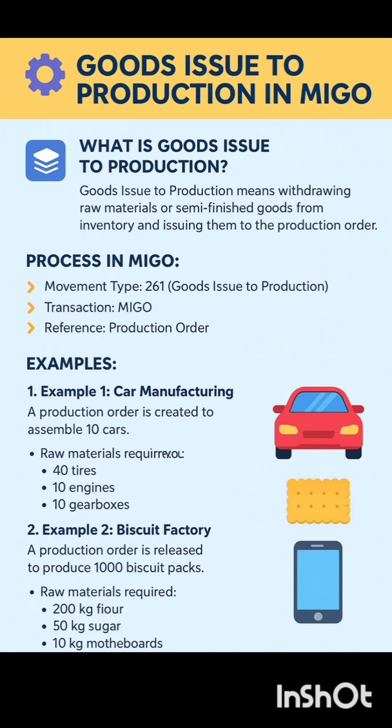Number 1, a production order is created to assemble 10 cars. Raw material required would be like 40 tires, 10 engines and 10 gearboxes. So this is an example of car manufacturing. Another example is from a biscuit factory. A production order is released to produce 1000 biscuit packs. The raw materials that will be required are 200 kg flour, 50 kg sugar and 10 kg motherboards. So all these issuances to production are done through the MIGO transaction.